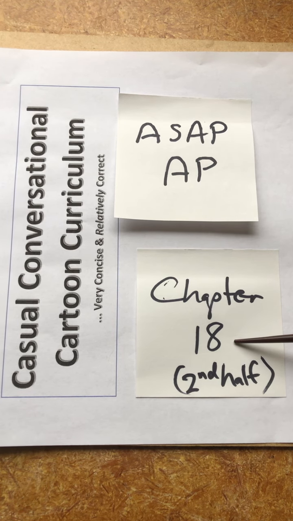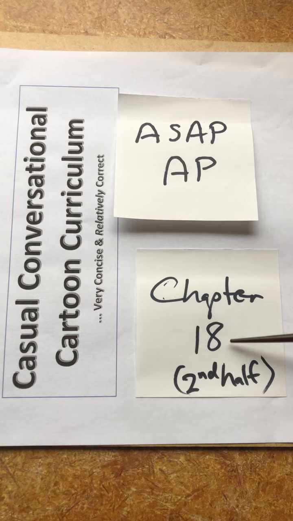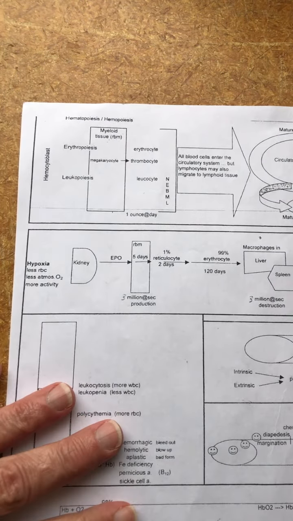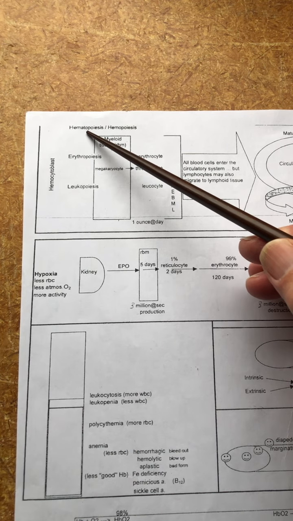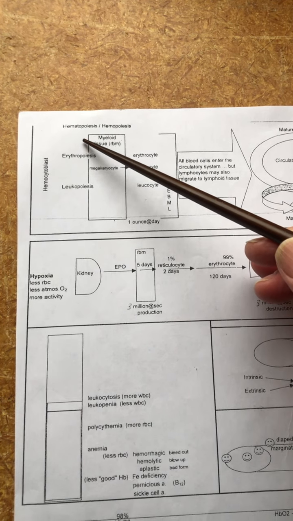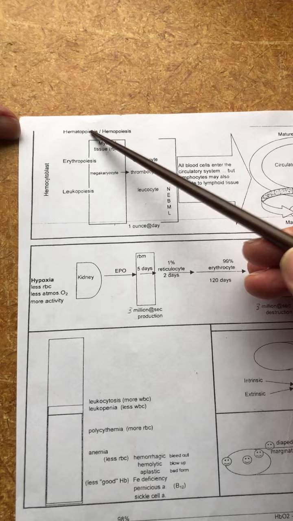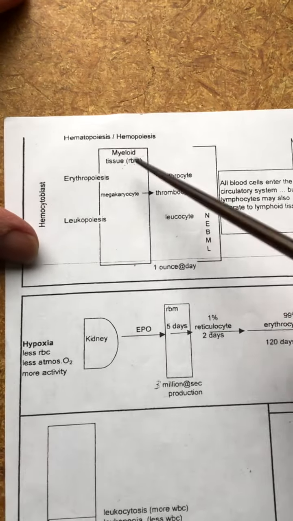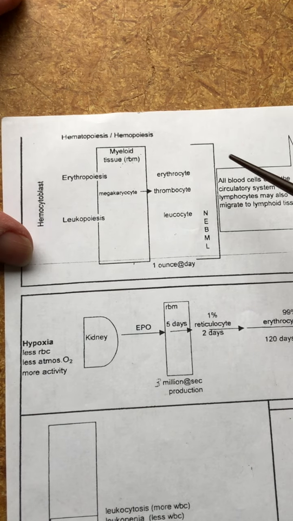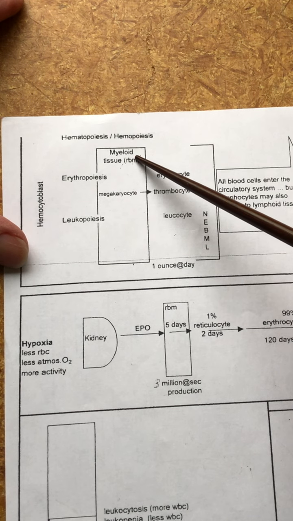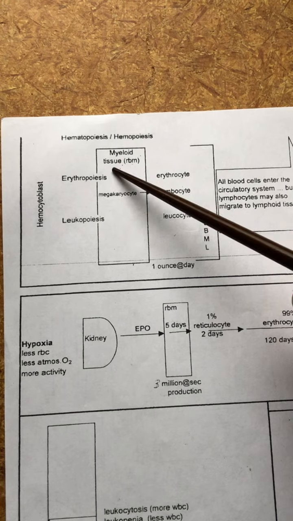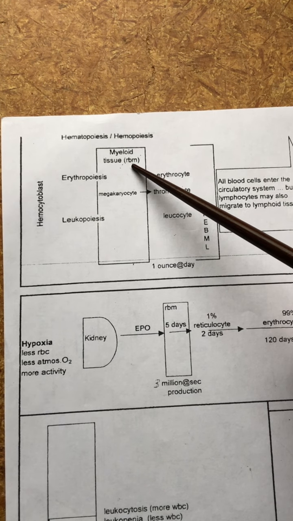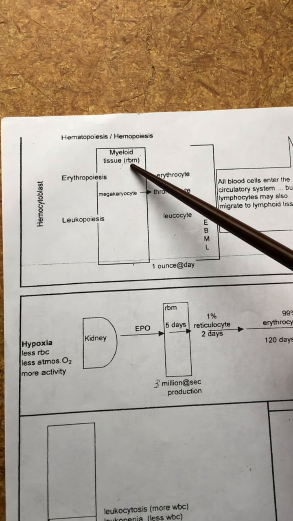We've talked about formed elements. Now let's talk about hematopoiesis again, just to get the basics down. Once again, remember that to create any formed element in the blood, the process is called hematopoiesis or hemopoiesis. They mean the same thing, just British versus English kind of stuff. The location for hematopoiesis is in myeloid tissue, which is a fancy name for red bone marrow. This is primarily where all formed elements come from.